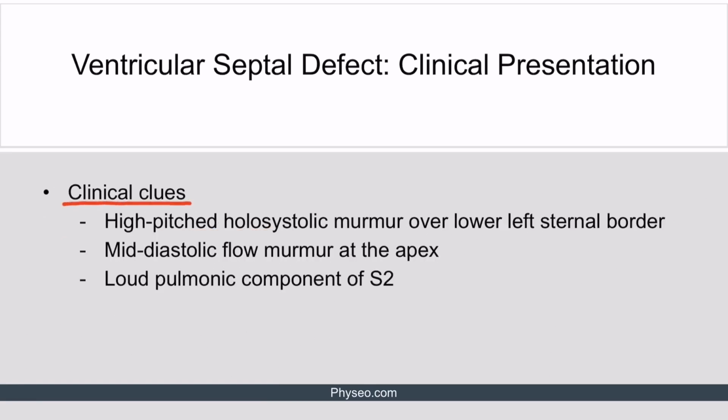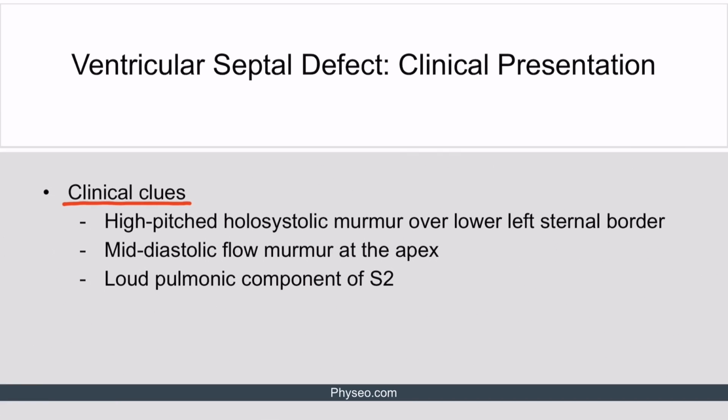Clinical examination may reveal a high-pitched holosystolic murmur heard over the lower left sternal border. The intensity of the murmur can be increased by maneuvers that increase the left ventricular afterload or preload. These maneuvers allow greater flow through the defect, increasing left to right shunting and murmur intensity. Some examples include hand grip, squatting, and passive leg raising.